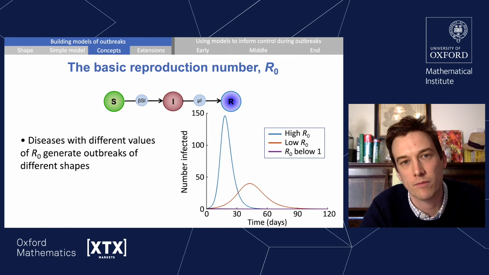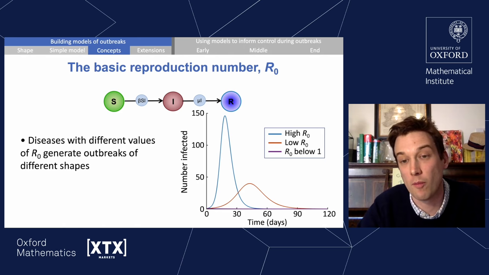And diseases that have very different values of the reproduction number generate outbreaks with very different shapes. So for example, if you look in the bottom right, you can see the results of an outbreak with very high R0 in blue. What you can see is that the disease sweeps through the population very quickly. You have large numbers of infections. Whereas if R0 is lower, like the red, then you have a much lower peak and the disease sweeps through the population a lot more slowly.